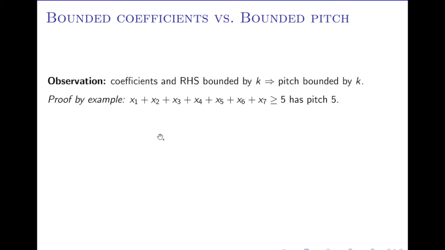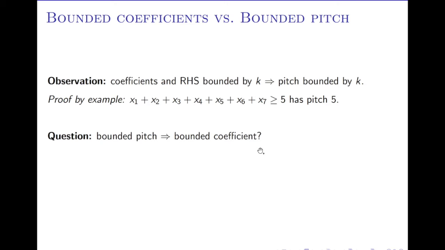Now for the first question. Simply by the definition of pitch, we can observe that when you have an inequality with coefficients bounded by k, then its pitch is also bounded by k. This can be easily seen from the following example. Here all the coefficients are 1, which are exactly the smallest positive integers. Now if you take 5 of the ones, you'll be able to sum up to 5, which is exactly the right-hand side. So a natural question to ask next is, how about the reverse?